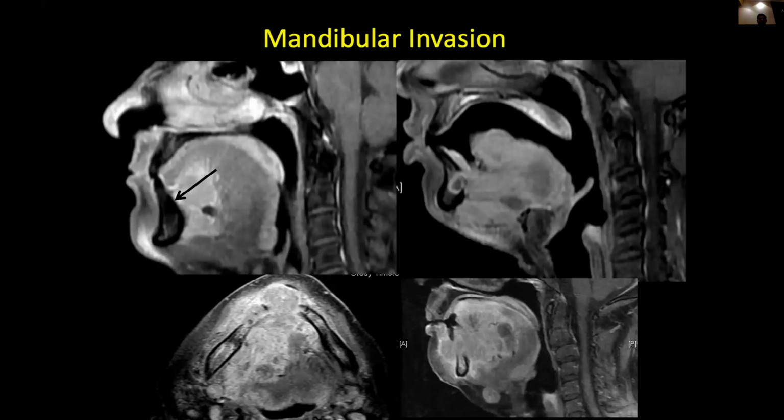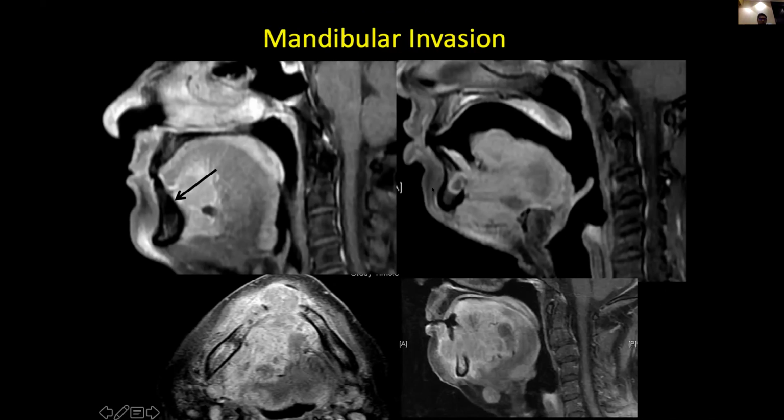Important for mandibular invasion. So mandible, as I said, is involved in only 10% of the cases. The first example I'm showing over here is the focal abutment of the mandible. However, the cortex is absolutely normal. In such cases, if in doubt, you can do a plain CT of the mandible to see if there is any focal erosion.